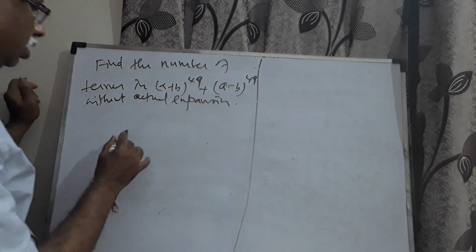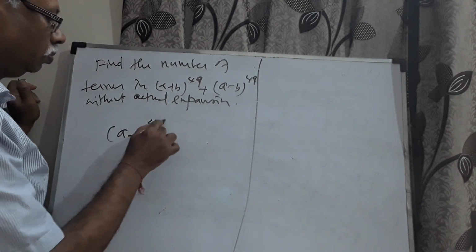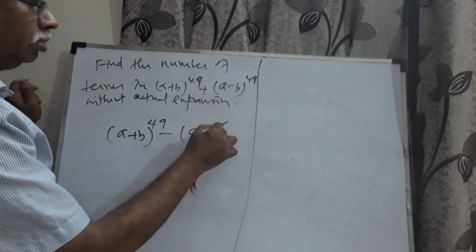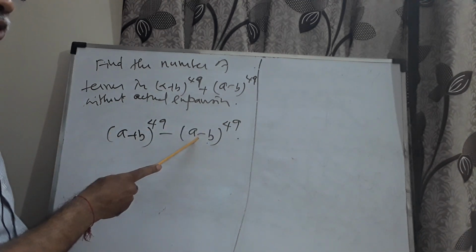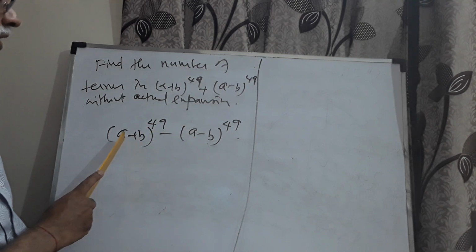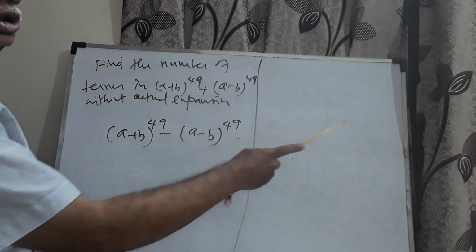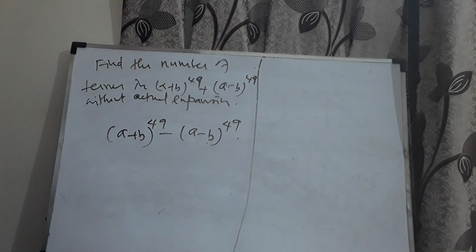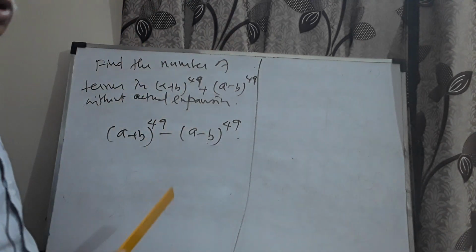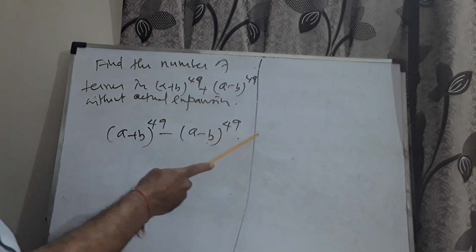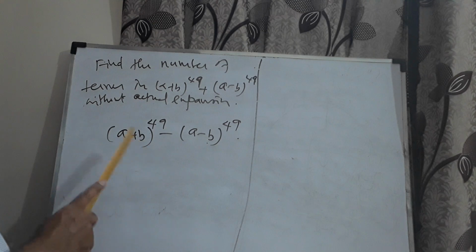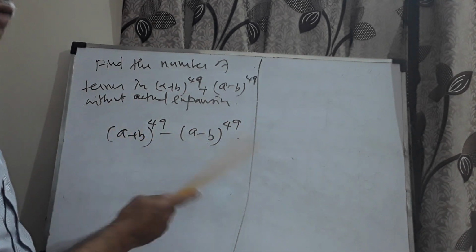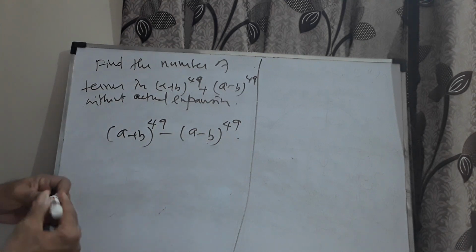Similarly, if I take (a plus b) whole power 49 minus (a minus b) whole power 49, remember carefully, while I subtract, the first, third, fifth and 49th odd terms will get cancelled. The second, fourth, etc. up to the 50th terms will become positive because of subtraction here. Therefore, I'll end up with 25 terms, adding the like terms, in this expansion.